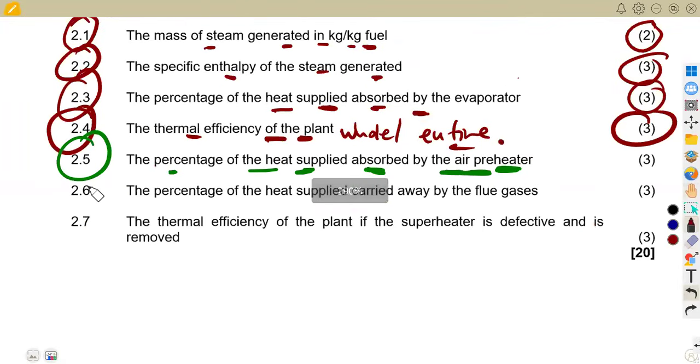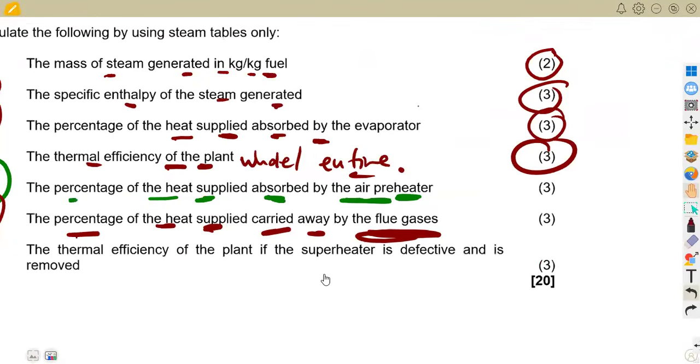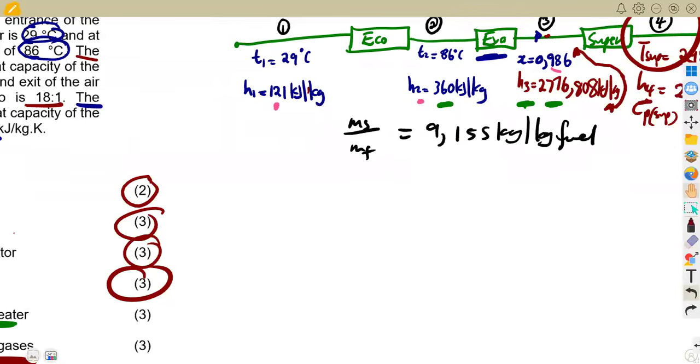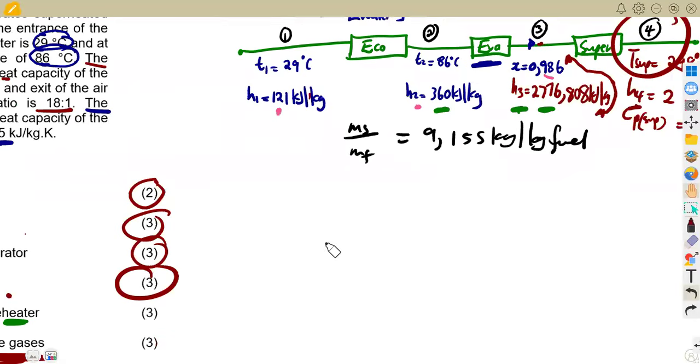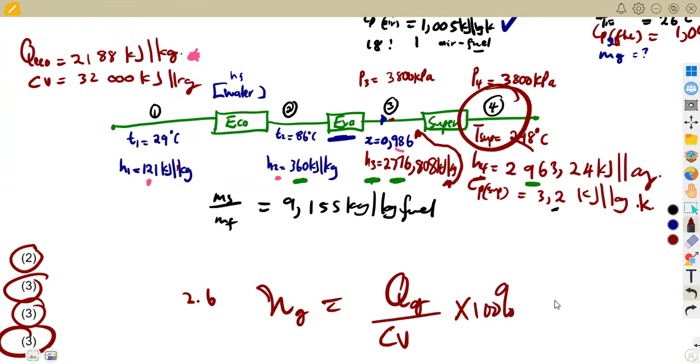Now they're saying the percentage of heat supplied that is carried away by the flue gases. So again, we are talking about the output. The flue gases, which heat are they carrying? That is the question. So 2.6. It's going to be the one for the flue gases, which you can just write as NG. So it's the Q out, in this case, remember output over input, for the flue gases over Q in, which is our calorific value times 100%.